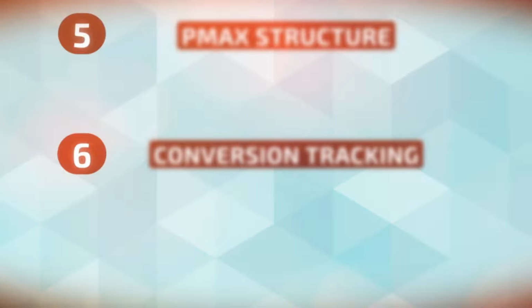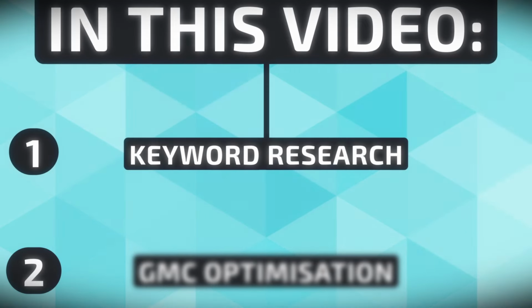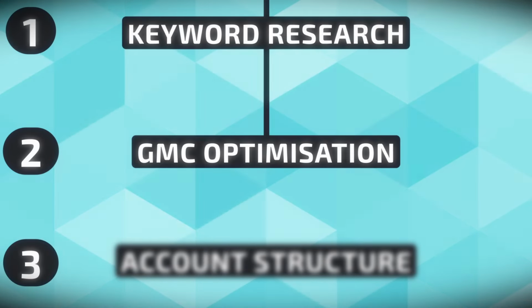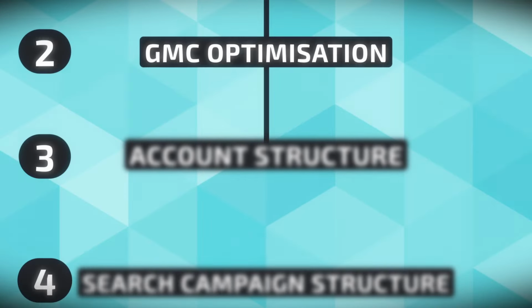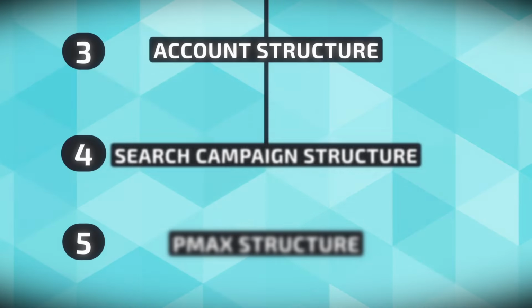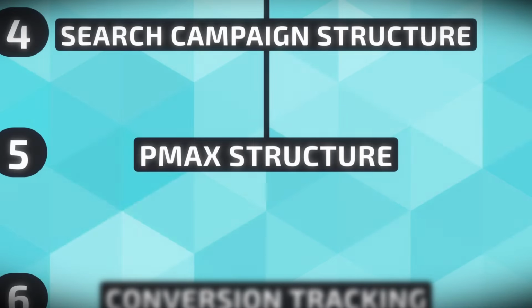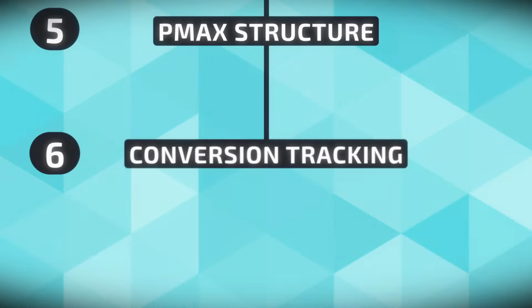So this video is going to be broken down into 6 key sections that help towards the success of this account. First of all, we're going to start off with the keyword research, then we're going to move on to the Google Merchant Center optimizations. Number 3 is going to be the account structure, which is going to break down the search campaigns and the performance max campaigns. And finally, we're going to break down the conversion tracking.